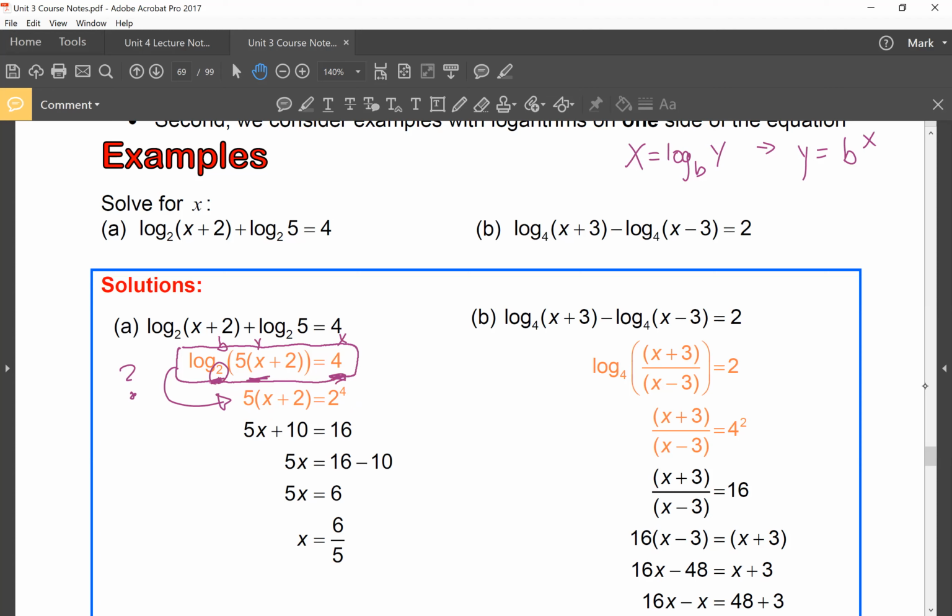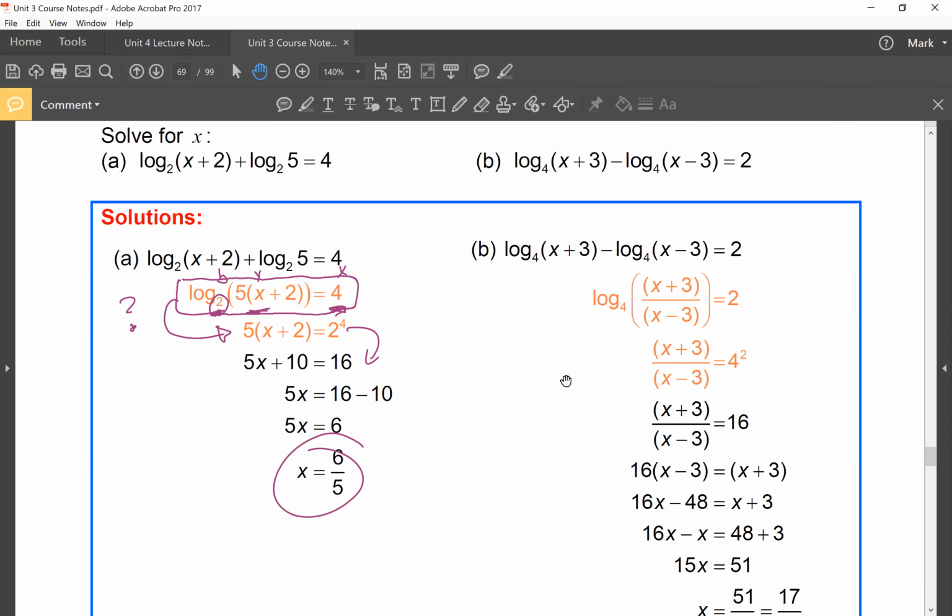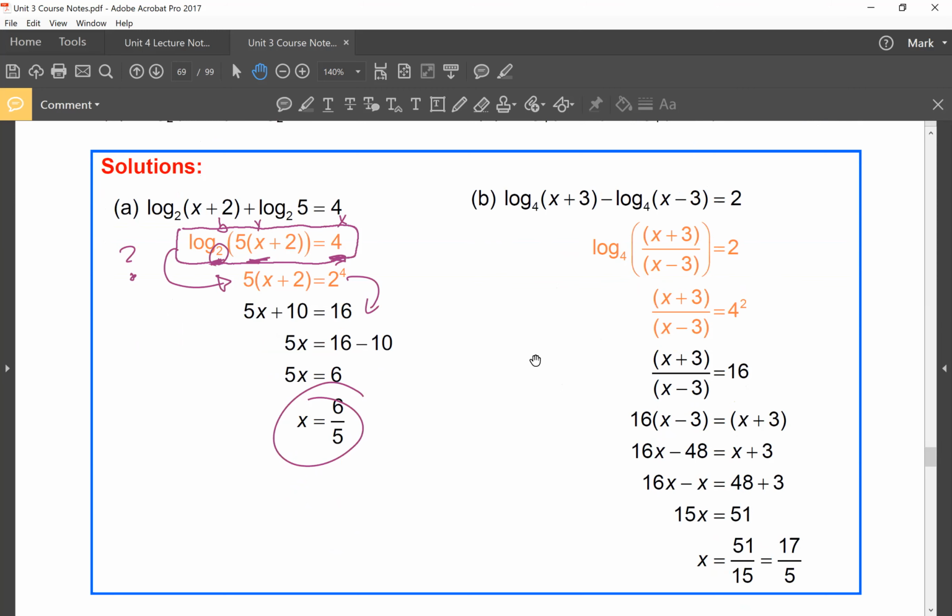We'll do some more of these as well. Now I just solve this. So 5x plus 10 equals 16. 2 to the power of 4 is 16. And then you solve. Again, I'm not really going to go through the solving because you guys should be pretty good at solving algebraic expressions.